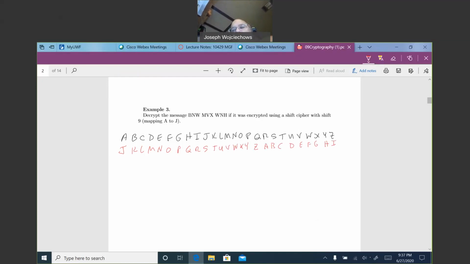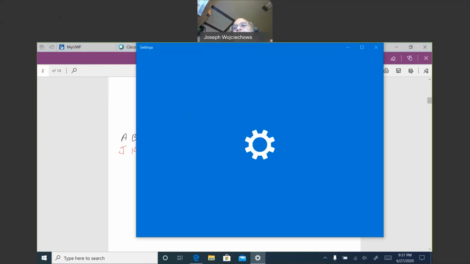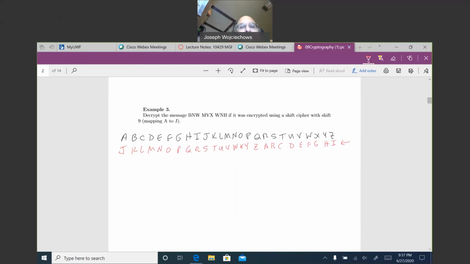So now again, we're decrypting, so we're going to look at the bottom. Okay, our first letter is B. Nope, wrong place. See, I made that mistake. You gotta be careful. Make sure you decrypt from the bottom, encrypt from the top.